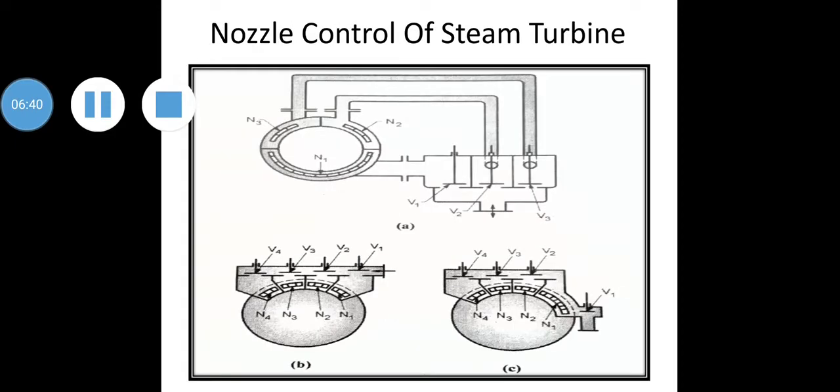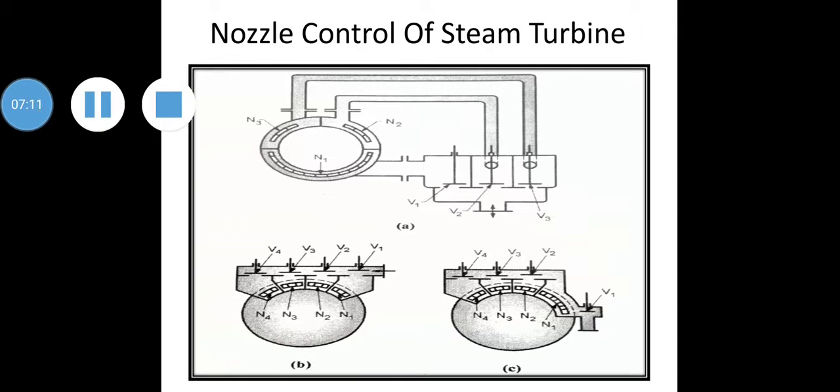Now we will be discussing the nozzle control for a steam turbine. As the name itself says, the nozzle is controlled. The nozzle of a steam turbine is controlled. Here we are able to see N1, N2, N3. These are the nozzles. The steam flowing through these nozzles is controlled by a valve. This valve is represented by control valves V1, V2 and V3.